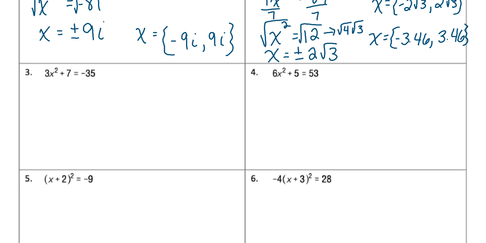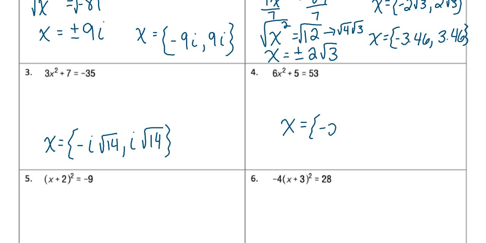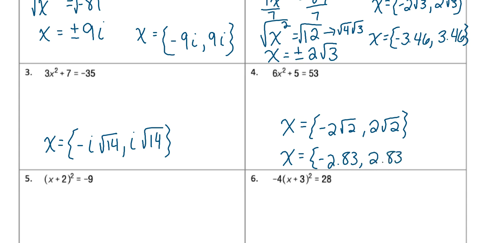Okay, these next two, I'm not going to go all the way through, but I will tell you the answers. So for number 3, you would get the solutions of negative i root 14 and positive i root 14. Same thing with number 4. I'm not going to go all the way through it, but you would get exact answers of negative 2 root 2 and positive 2 root 2. And the approximations of that would be negative 2.83, positive 2.83.